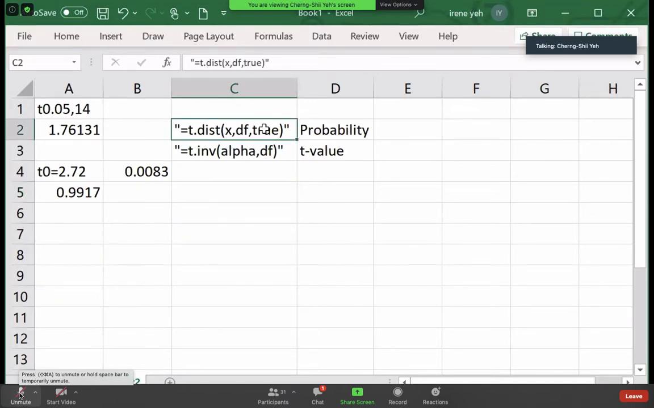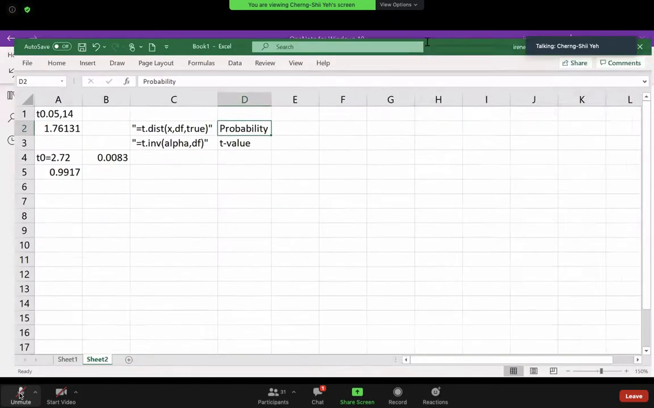So with a t-distribution, there are only 2 functions I want you guys to use. The first one is T.DIST. This is the function where you enter a T value and degrees of freedom. True means it's a cumulative probability. This function will return a probability of your interest.